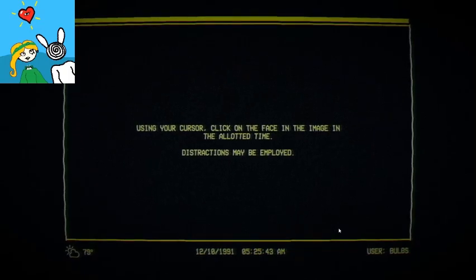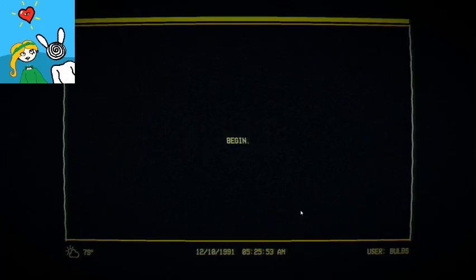Using your cursor, click on the face in the image in the allotted time. Distractions may be employed. Begin.